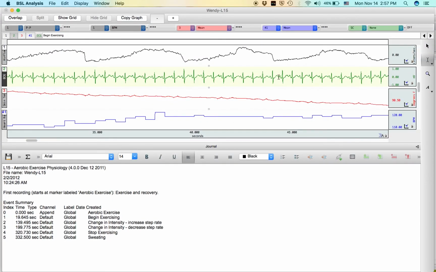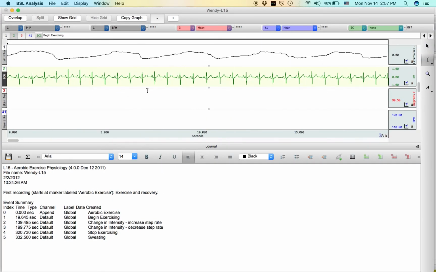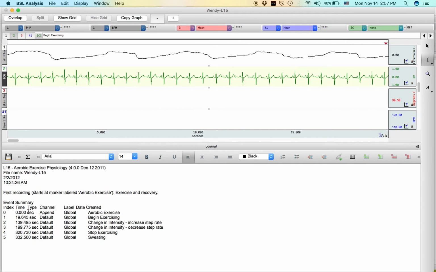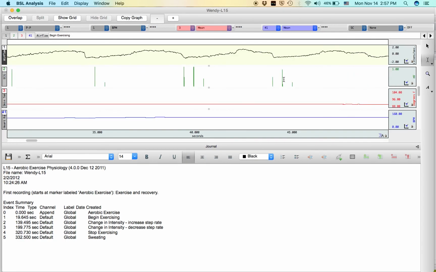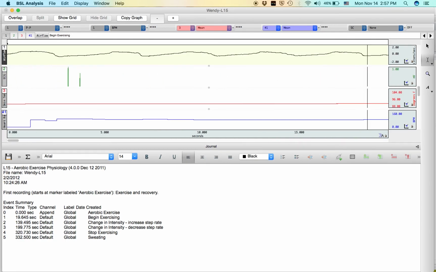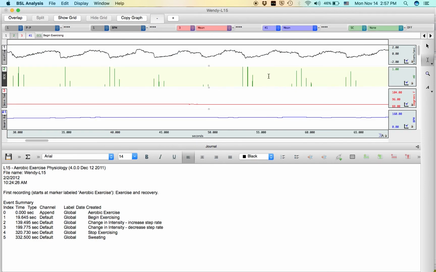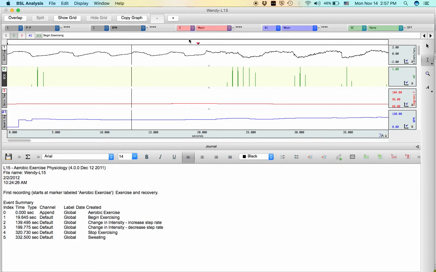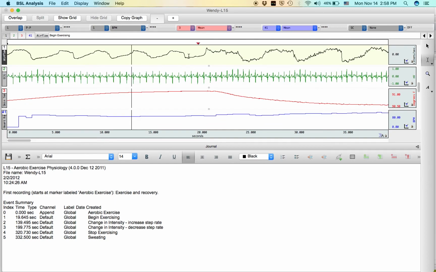So I'm going to go into the Biopac, and I can see that exercise begins at 19.6 seconds. So let's zoom back. Okay, so here's my begin exercise. So I'm going to auto scale my waves.